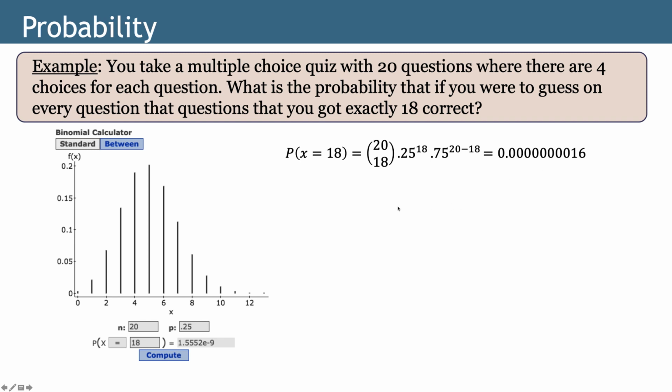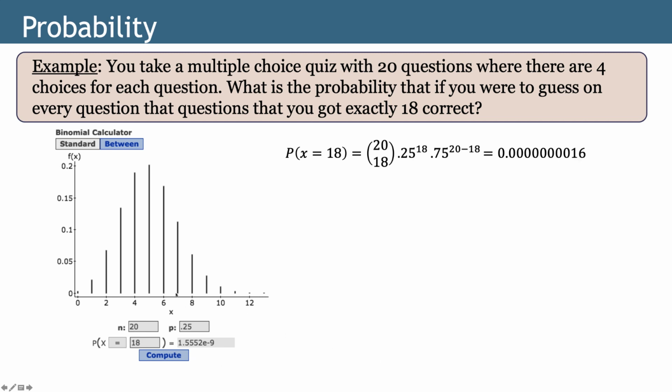Now, if you go to StatCrunch, go stat, calculators, binomial, you put in n for 20, you put in p for 0.25. By the way, you don't need to tell it q because p and q are opposites. So if you tell it p, it knows q. And here I put in 18, and then when you hit compute, it makes a nice distribution for you so you can see what's going on here. It also spits out the probability. Now be careful, you notice there's an E here, so that's scientific notation. So this means 1.5552 times 10 to the negative 9th power.